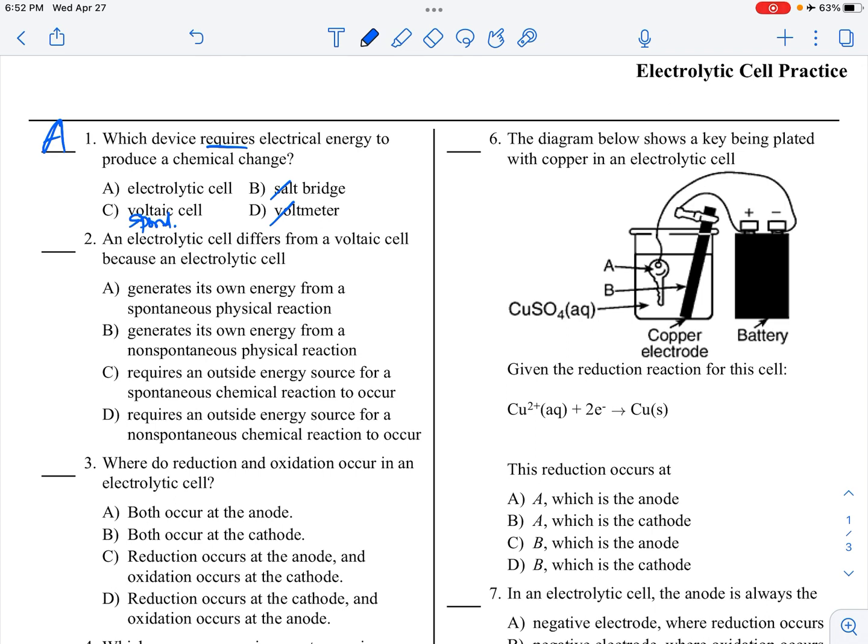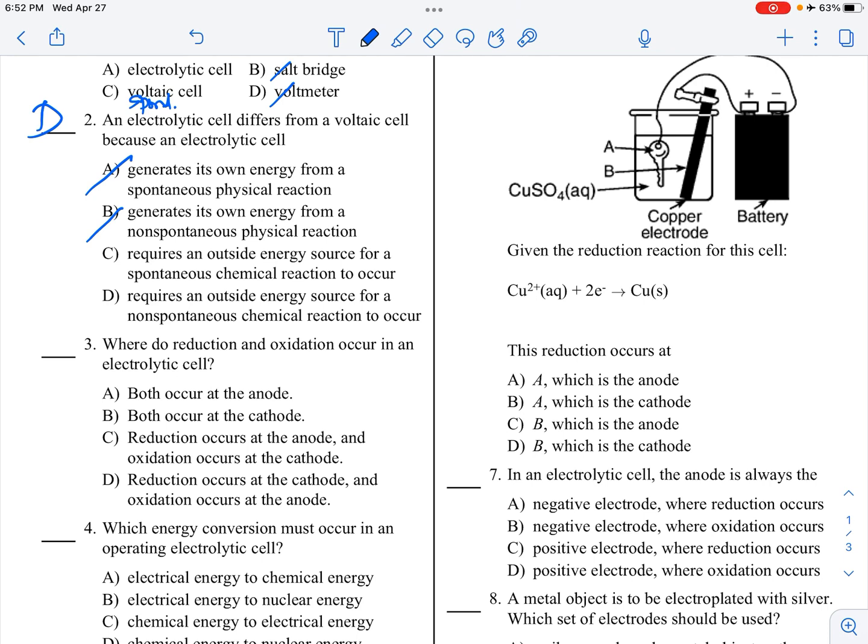An electrolytic cell differs from a voltaic cell because an electrolytic cell generates its own energy from, no, it does not. It requires a battery. So it requires an outside energy source, so C or D, for a spontaneous reaction or a non-spontaneous. Well, if you require outside energy, you are not spontaneous, so choice D.